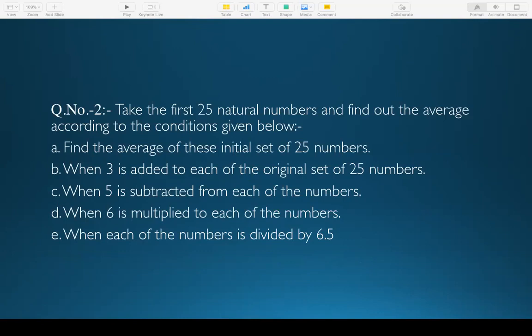Okay. So question B should have been solved very quickly, if you knew the property that in a set of numbers, if all the numbers are increased by a constant number, let's say k, then the average will also get increased by the same number k. Okay.